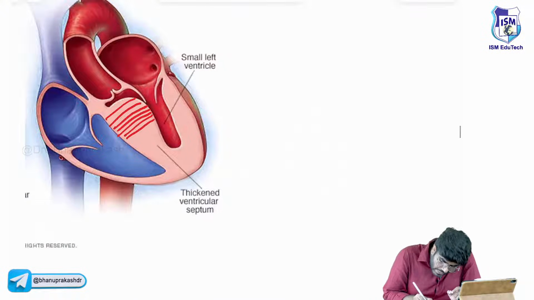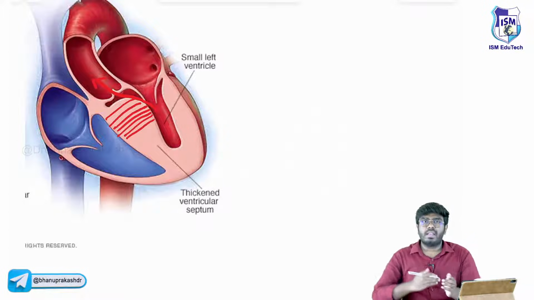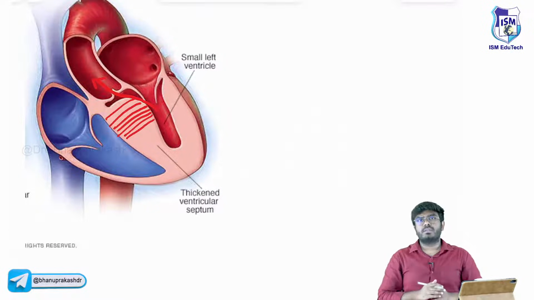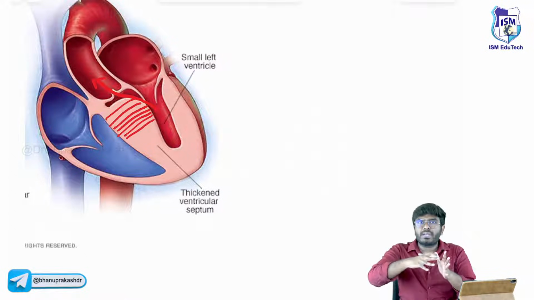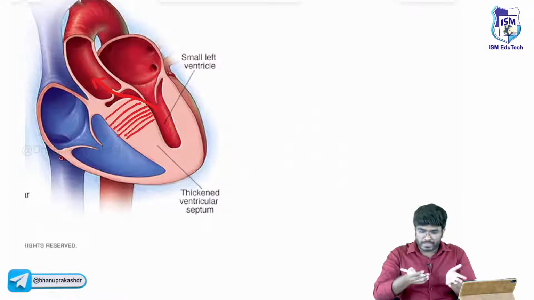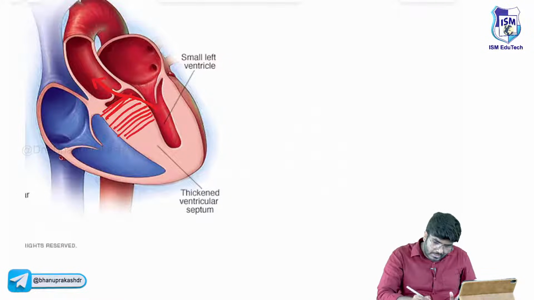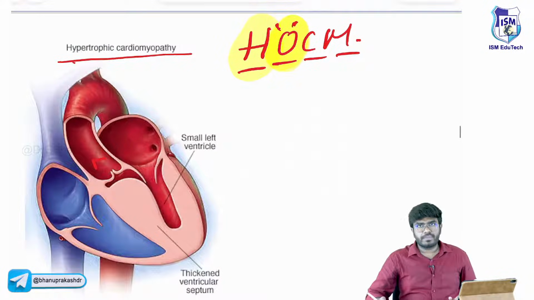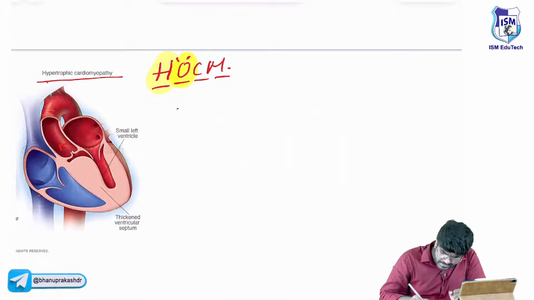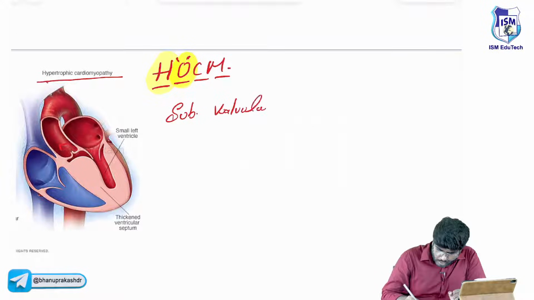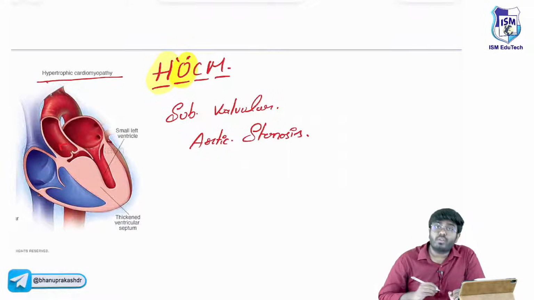Now, what happens to the left ventricular outflow tract? There is an obstruction. The left ventricular outflow is getting obstructed, sir, because of the septal hypertrophy happening at this level. At this level, there is obstruction. First let's write that: there is subvalvular aortic stenosis.